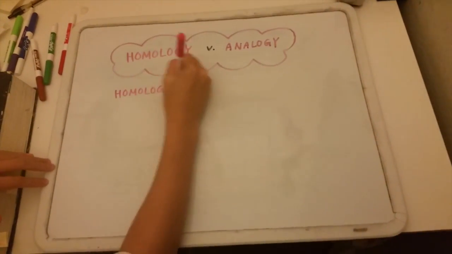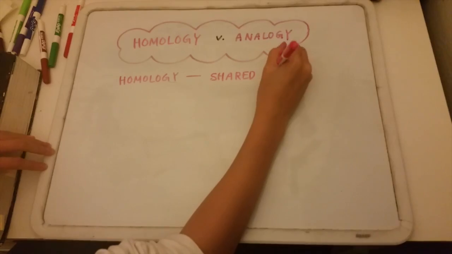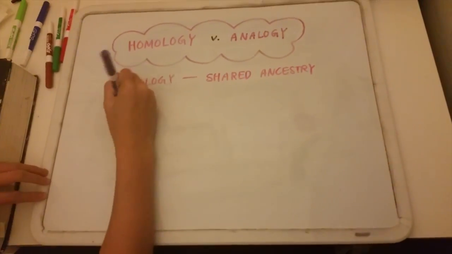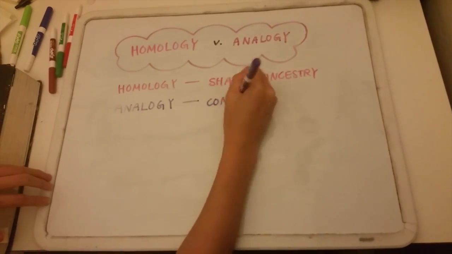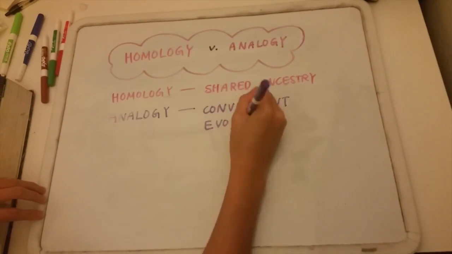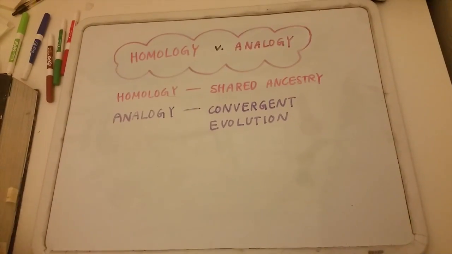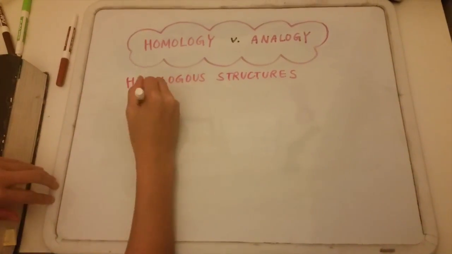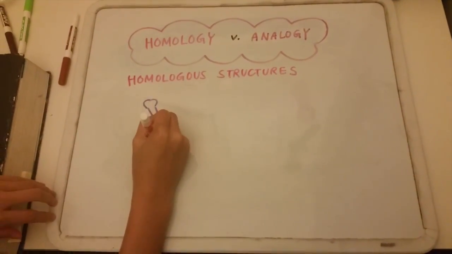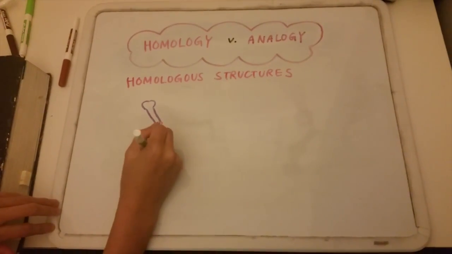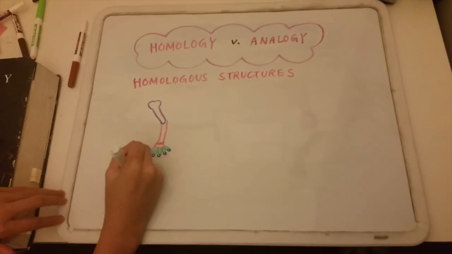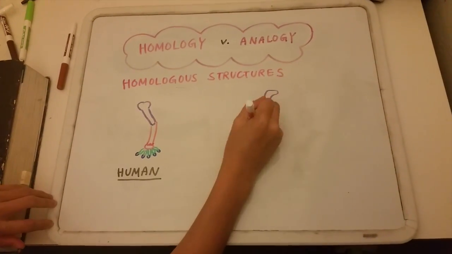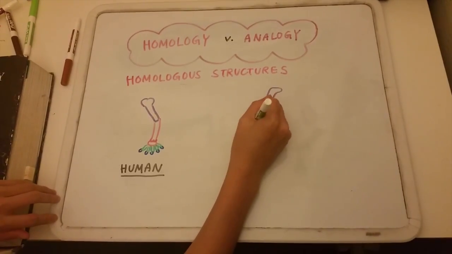Let's move on to homology versus analogy. Homology is the similarity in characteristics resulting from a shared ancestry. Analogy is the similarity between two species that is due to convergent evolution. An example of homologous structures is the human forelimb and a bat's wing. Organisms with homologous structures are more closely related to each other on the tree of life than those with analogous structures.